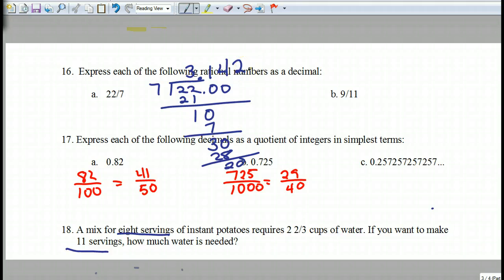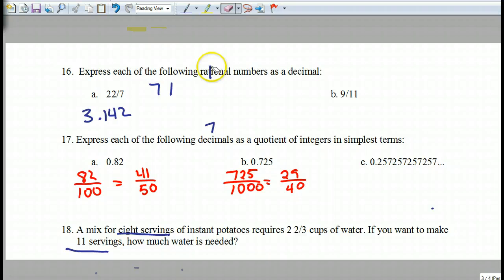Do you guys recognize this number? It's like pi. This is the closest approximation to pi that you can get with a rational number. Okay? So that's what this is. So I'm going to leave it at 3.142. It goes on for a long time. Okay. So that's how you do that.